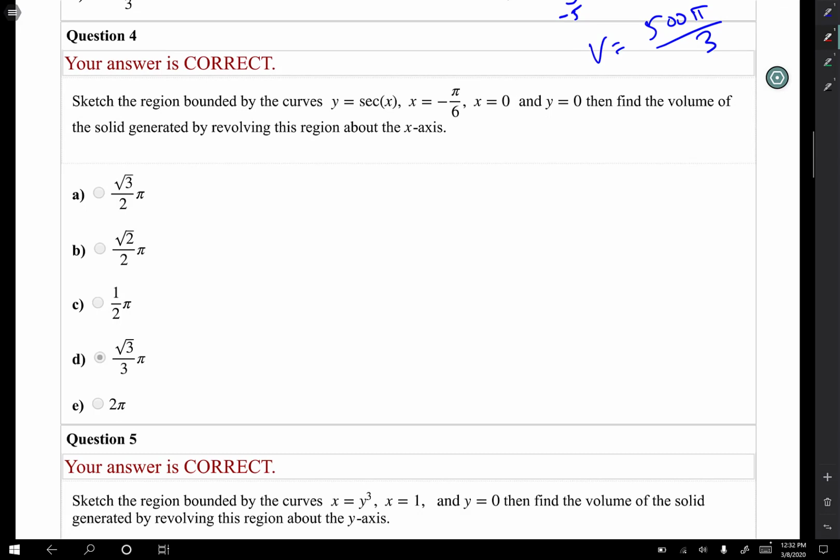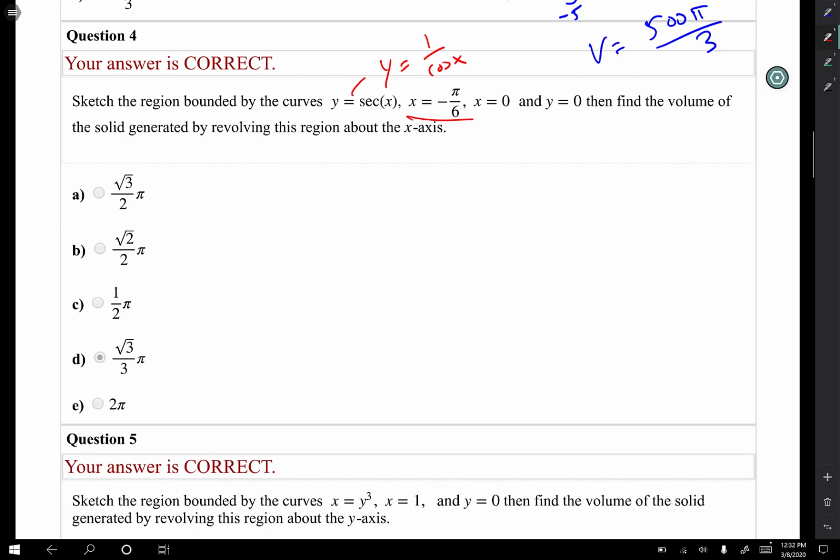All right. Sketch the region bounded by the curve y equals secant x. Remember, that's a reciprocal of cosine. x equals negative pi over 6, x equals 0, and y equals 0. Then find the volume.